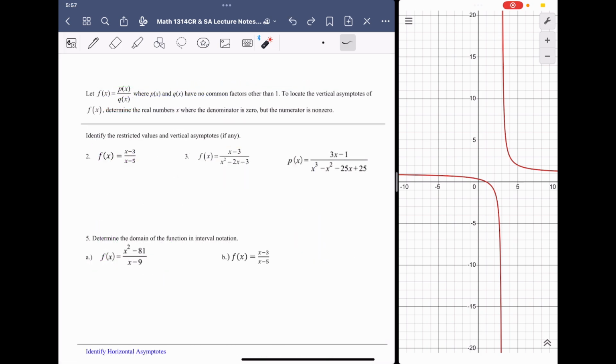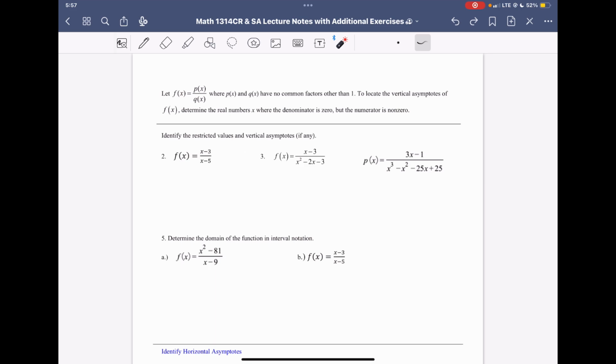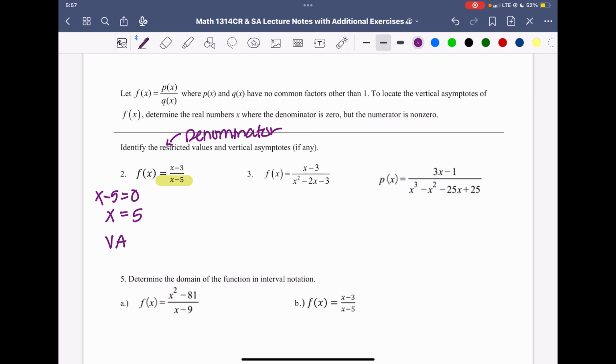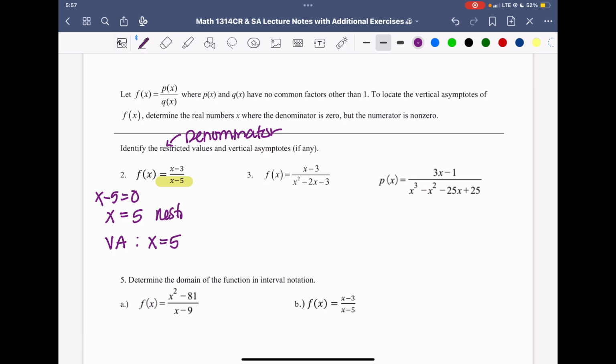So for number 2, we're looking for what's called the restricted values. The restricted value is also going to be the vertical asymptote, so these two are equal to each other. Restricted values means only the denominator. For number 1, we're just looking at the denominator: x minus 5 equals 0, x equals 5. Your vertical asymptote is also x equals 5. This is going to be your restricted value.